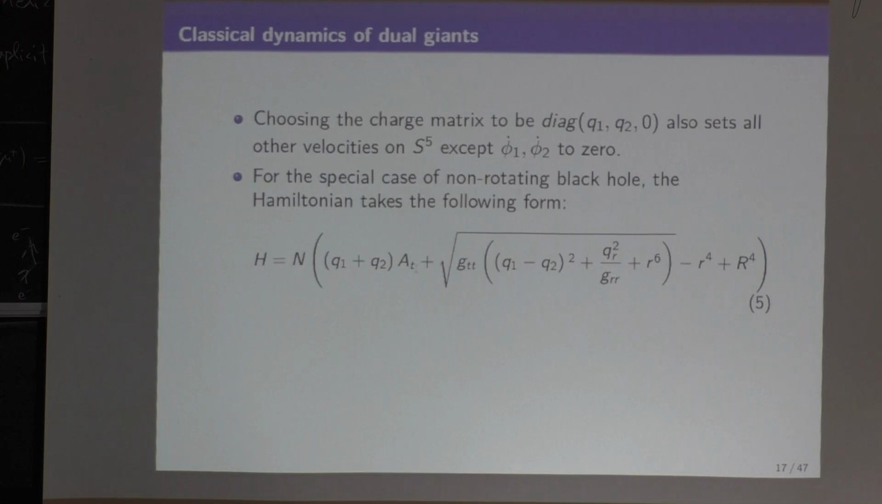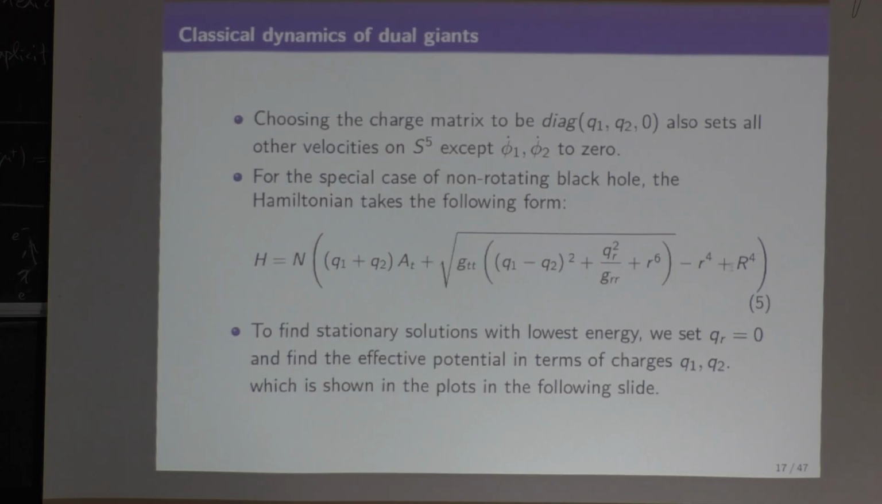The first term is coupling to the background gauge field. This is the gauge field corresponding to the R-symmetry charge Q. The second term is the usual kinetic term for a relativistic particle. It's of the form square root of p squared plus m squared. The first term is like p squared, and the second, this r to the 6, is like m squared, because the mass of the dual giant is proportional to its size r, which goes like r cubed. And the last term is coupling to the 4-form potential.